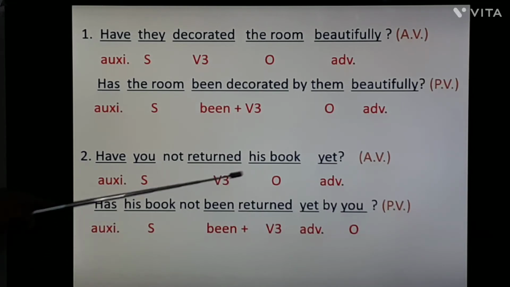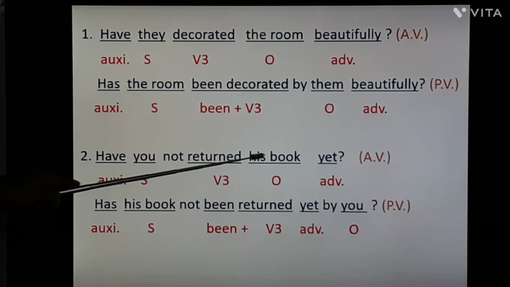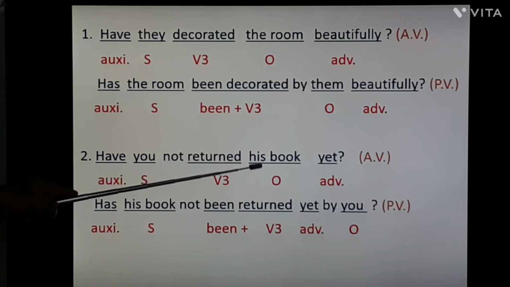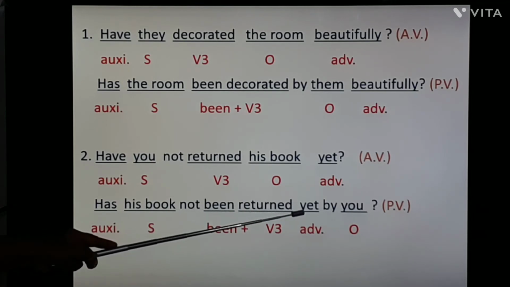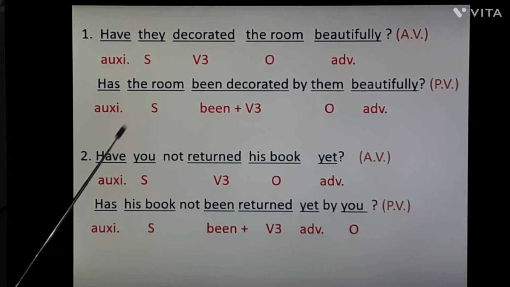Okay. Now here the object in active voice is his book. So according to his book, you have to use the appropriate auxiliary verb that will come in the beginning because we are framing an interrogative sentence. So here, has his book. After that put not, then been, because we are framing passive voice in present perfect tense. That's why. After that V3 form, then this is an adverb, yet. Then by, and you becomes you.